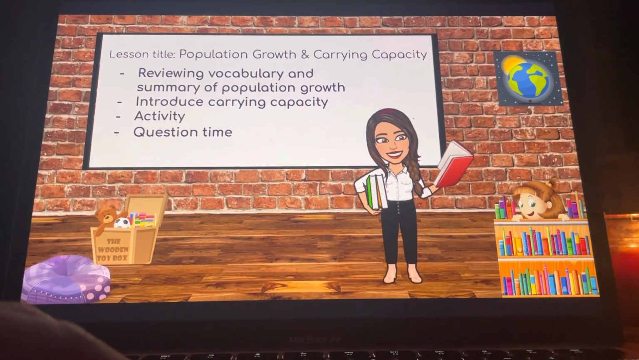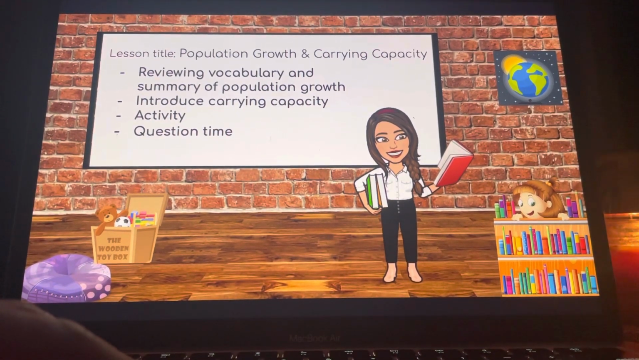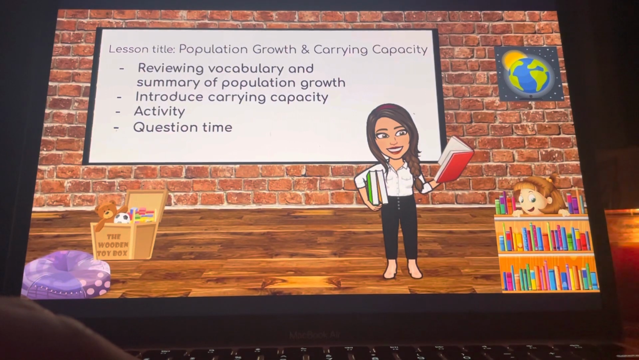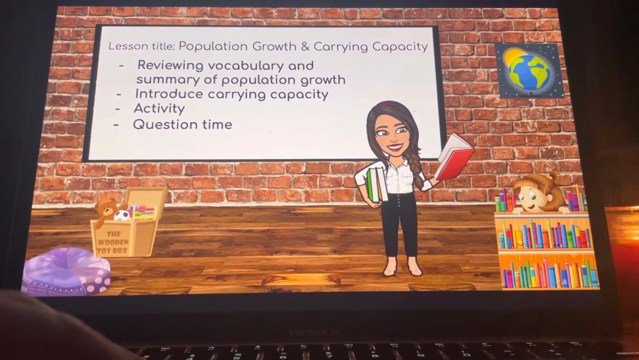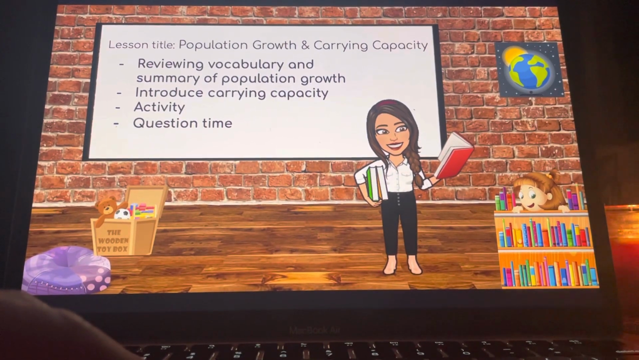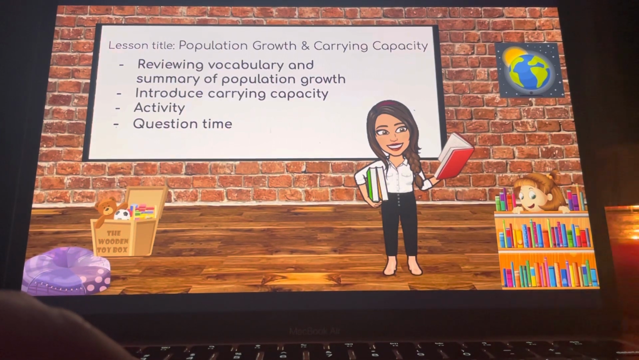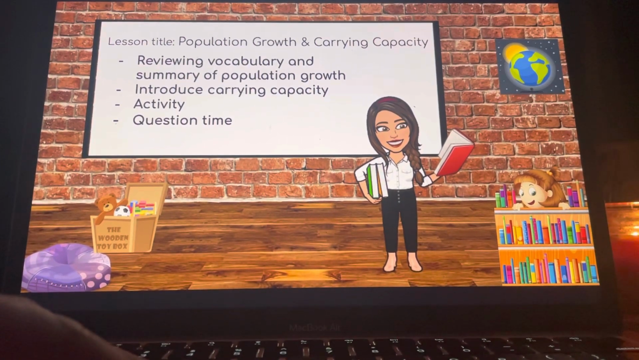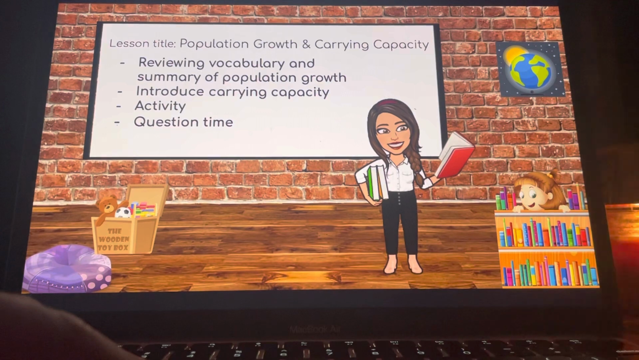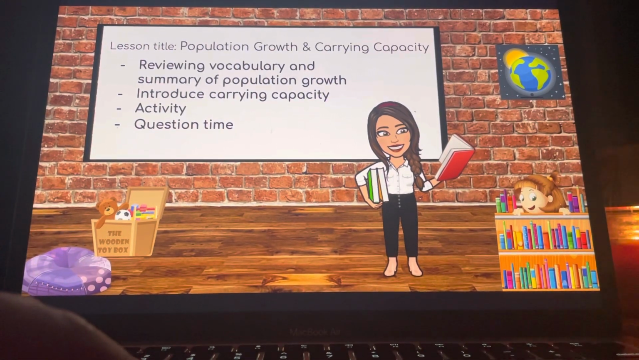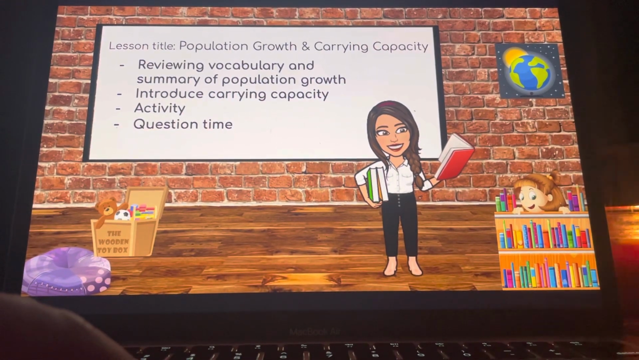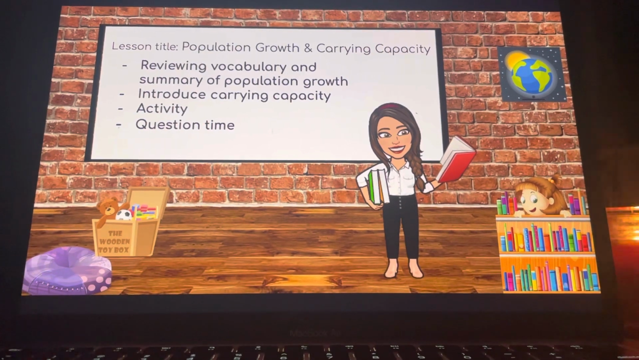For today's agenda, we will have a review over vocabulary and a summary on population growth. We're going to introduce carrying capacity. We have an activity at the very end, and following the activity, we will have question time to make sure that each and every one of your questions is answered along with the guiding questions.